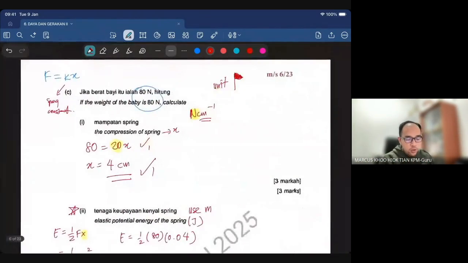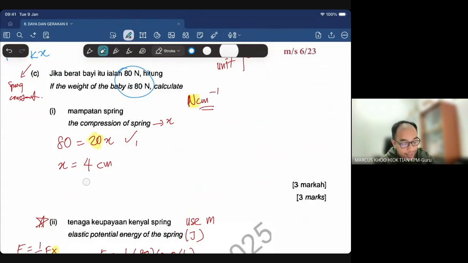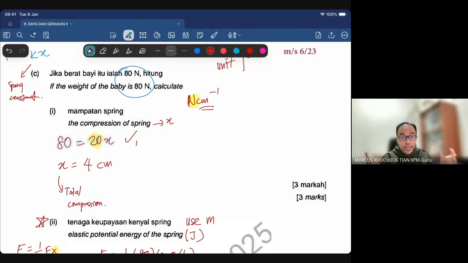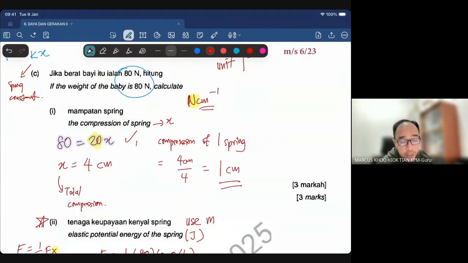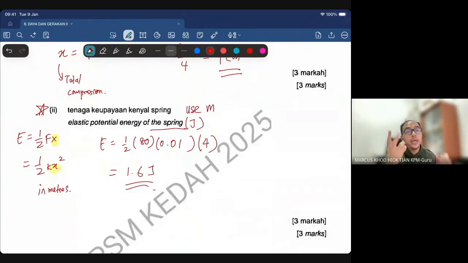So this x over here refers to the total compression. The total compression of the springs is 4 cm. If you divide it equally by 4, the compression of one spring is 4 cm divided by 4 springs, which will give you 1 cm. That's why there's a third mark over here. The takeaway from this is the formula, and make sure that you calculate the x in meters.